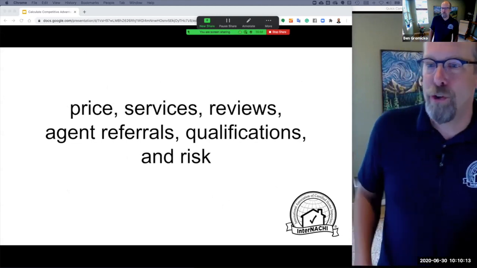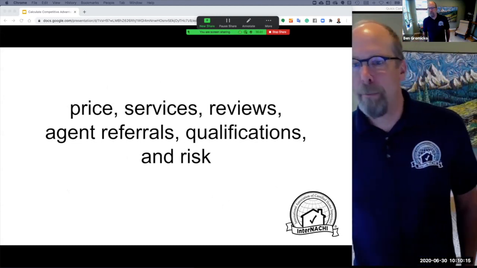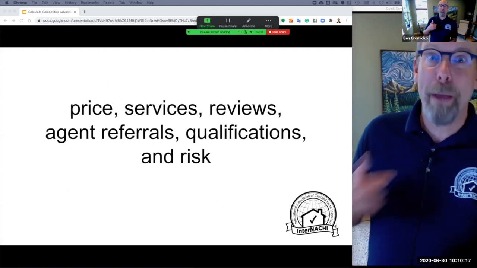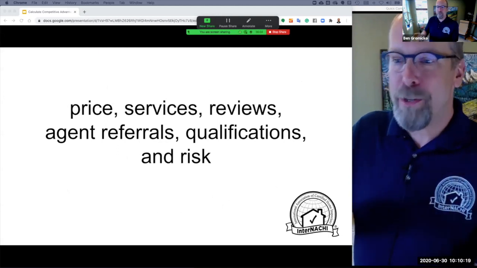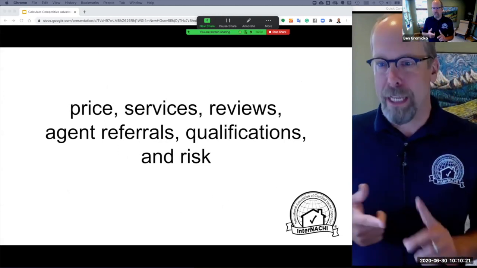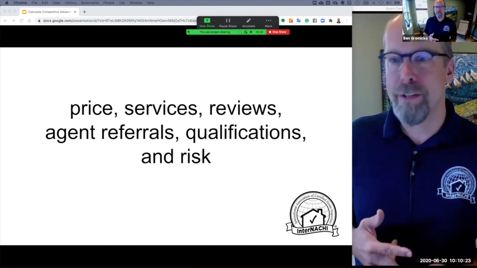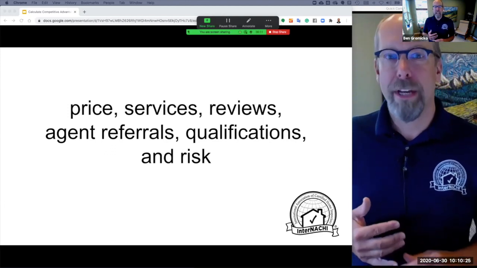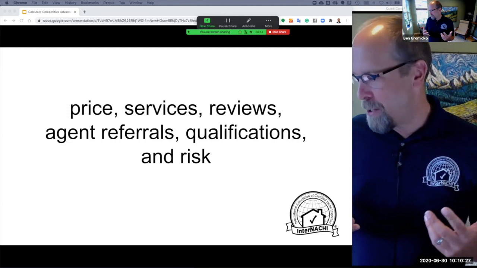So let's assume that the decision factors that people use when choosing to hire Big Ben Inspections in comparison with other companies are these: you've got the price, services, reviews, agent referrals, qualifications, and risk.